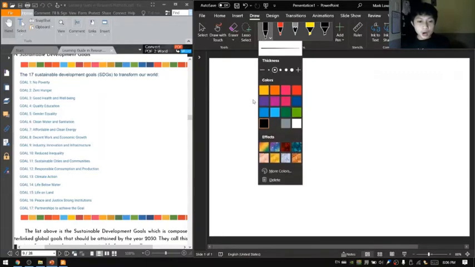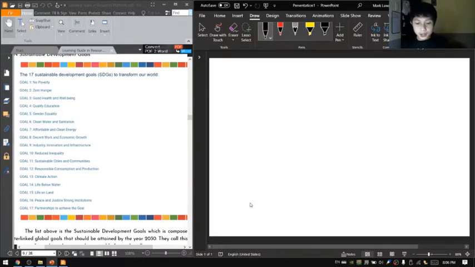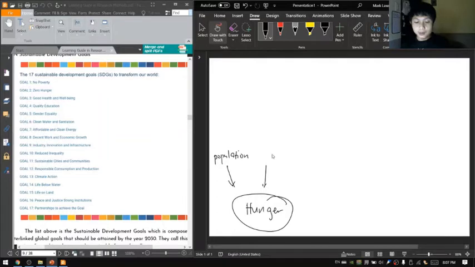So number 2, zero hunger. Hunger is not a problem by itself, but it's one of the goals. No hunger. So there are also a lot of factors that come into play. When we say hunger, that could be population as well, maybe too much population. Or that could also be economic. Or that could also be food shortage or scarcity.